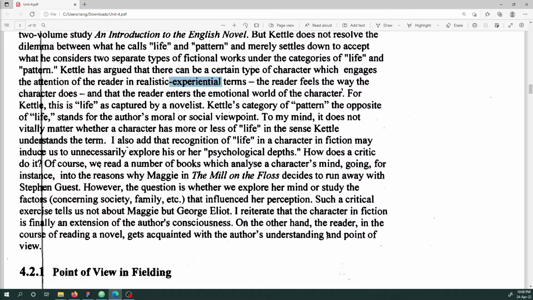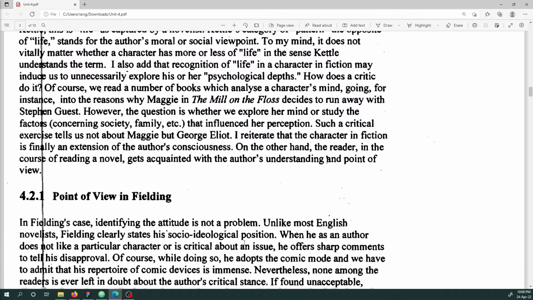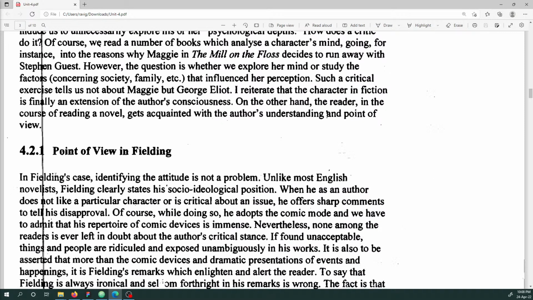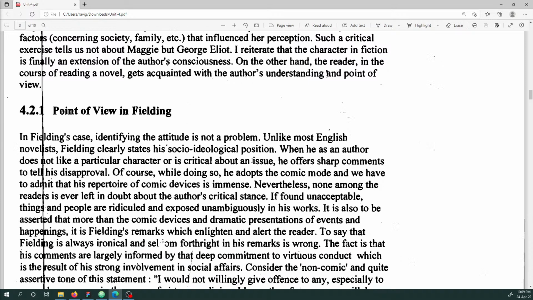On the other hand, the reader, in the course of reading a novel, gets acquainted with the author's understanding and point of view. Point of view in Fielding. In Fielding's case, identifying the attitude is not a problem. Unlike most English novelists, Fielding clearly states his socio-ideological position. When he, as an author, does not like a particular character or is critical about an issue, he offers sharp comments to tell his disapproval.